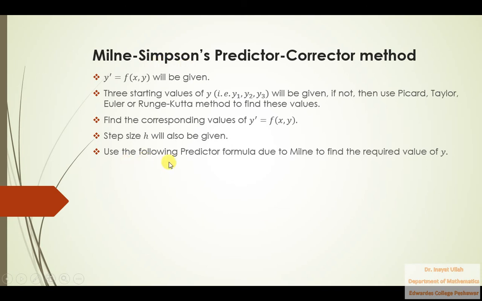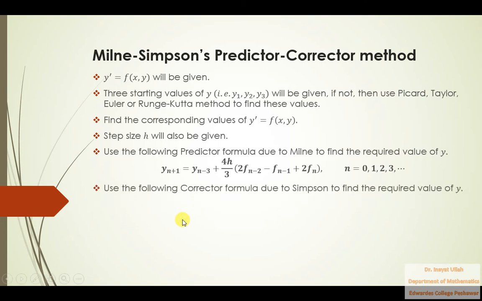So first of all, we will use the predictor formula to predict a certain value of y due to Milne. So how can we find that value of y? This is the formula: y n plus 1 is equal to y n minus 3 plus 4h divided by 3 into 2 f of n minus 2 minus f of n minus 1 plus 2 f of n, where n varies from 0 and so on. So that is the formula due to Milne. That is called the predictor formula.